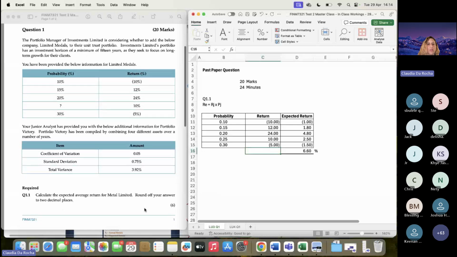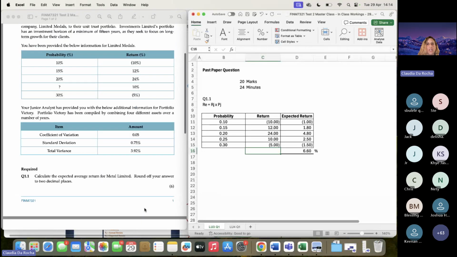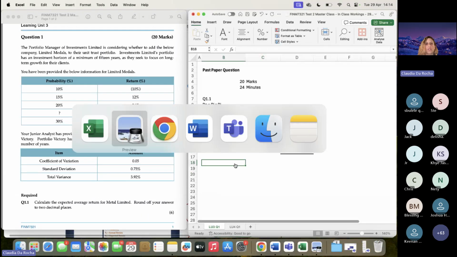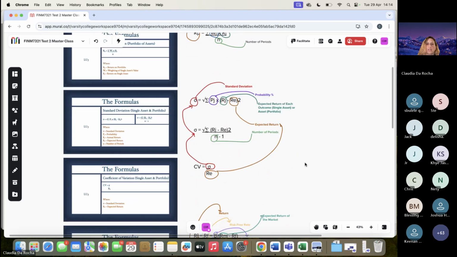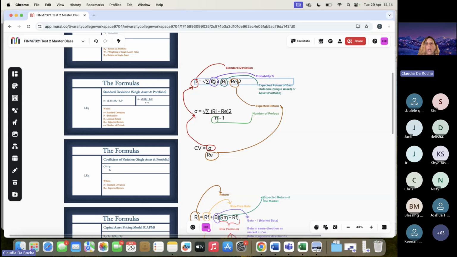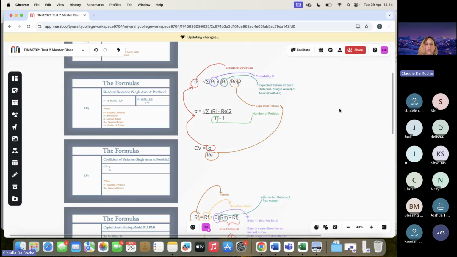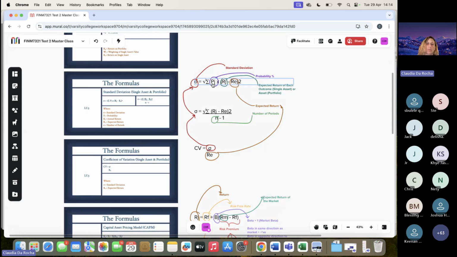Right, then number 2 asks us to calculate the standard deviation. So to remind us of our standard deviation formula, it's one of these two. Because we do have probabilities, we can use the probability percentage there. We don't need to use this one at the bottom. Also because it's a single asset, you tend to use the second one for a portfolio of assets.